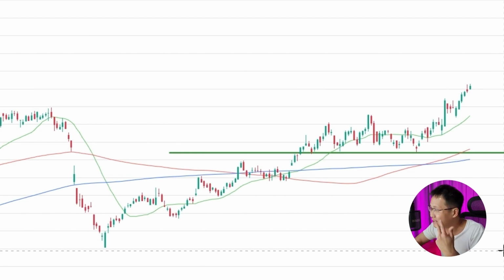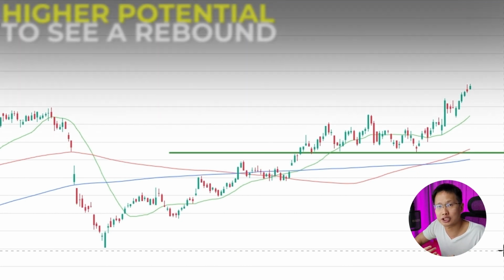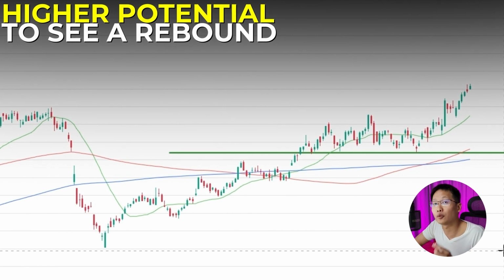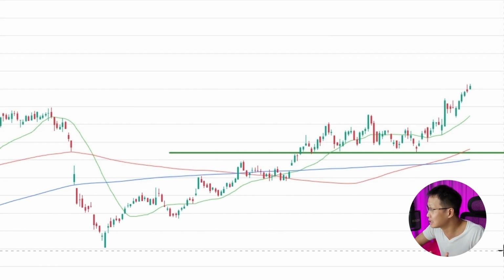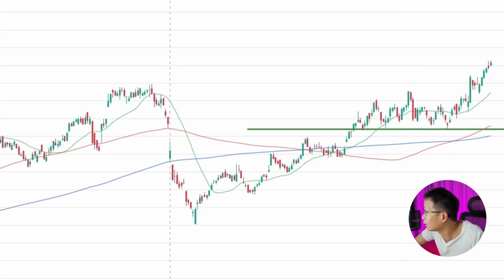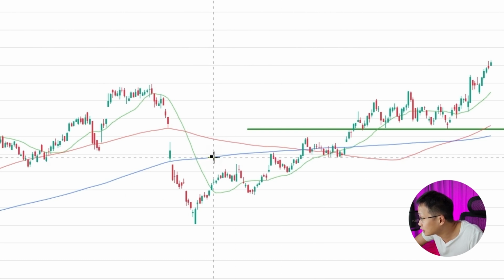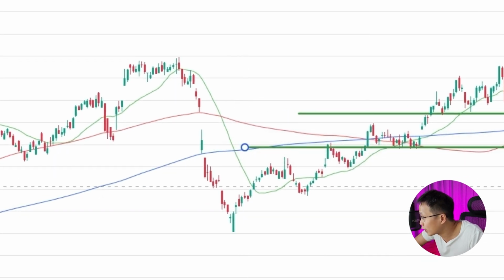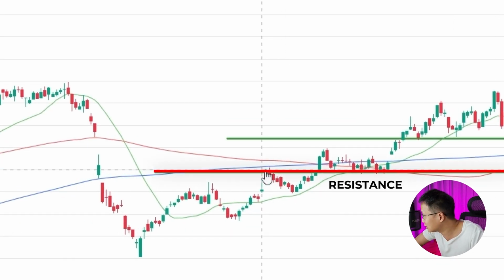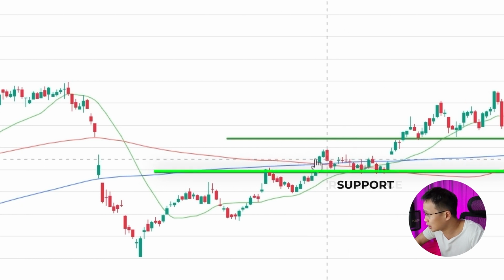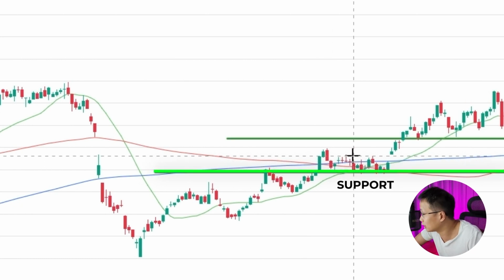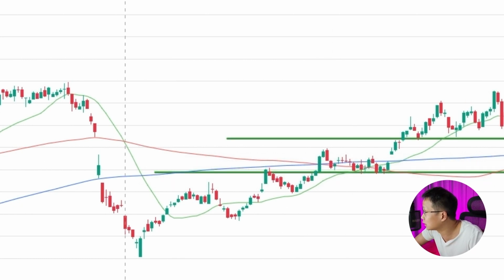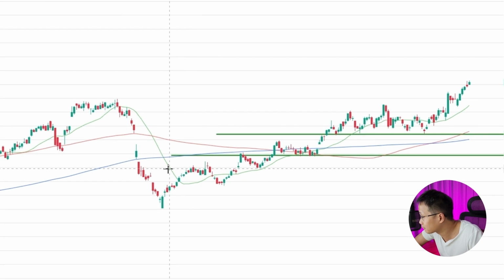So if we were to near this horizontal support level, and of course the longer term trend is up and the short term trend is up as well, that is where there's a higher potential for you to see a rebound, and that's where a potential entry can be taken. For example, maybe over here as well, something like this. That is where we saw a resistance, we broke it and it became a support.